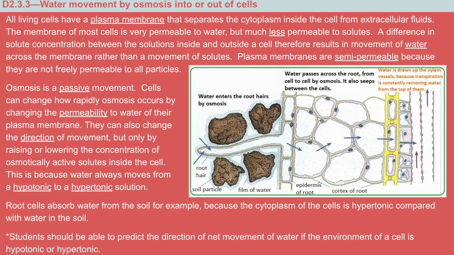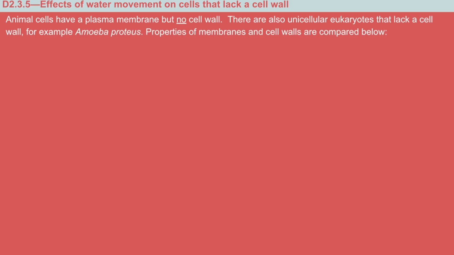All right, I'm skipping a practice problem. So let's look at what happens. Animal cells have a plasma membrane but no cell wall.